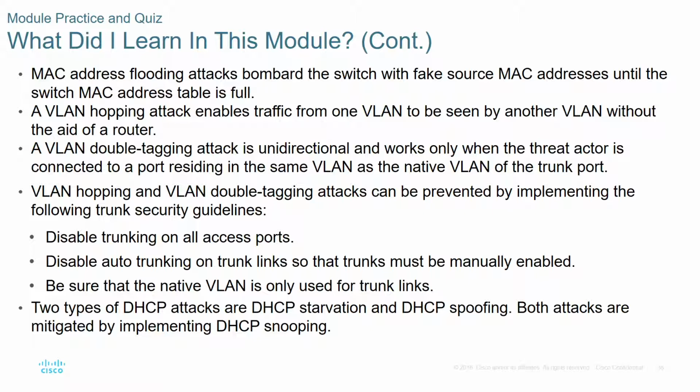VLAN hopping and VLAN double tagging attacks can be prevented by implementing the following trunk security guidelines: disable trunking on all access ports, disable auto trunking on trunk links so that the trunks must be manually enabled, and be sure that the native VLAN is only used for trunk links. Two types of DHCP attacks are DHCP starvation and DHCP spoofing. Both attacks are mitigated by implementing DHCP snooping.